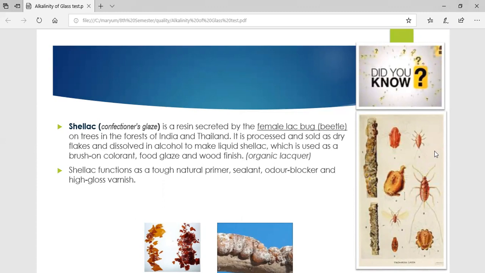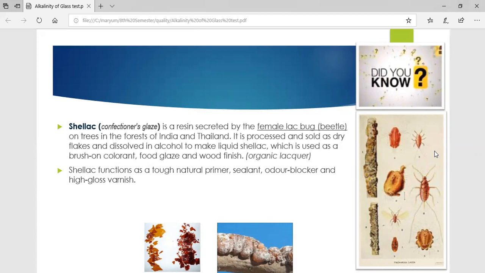So our lacquer, as we have mentioned, we will glaze our glass with the help of organic lacquer or any lacquer material which protects the glass from disintegration. So basically an organic material which is shellac, which is used as a confectioner glaze. It is used to protect glass from disintegration. So shellac is basically a confectioner glaze.